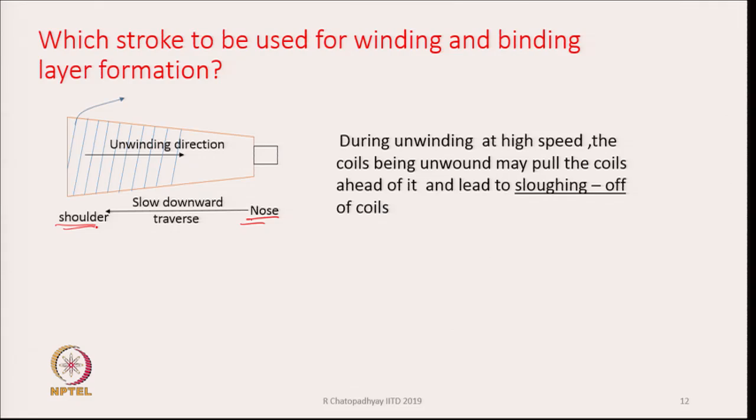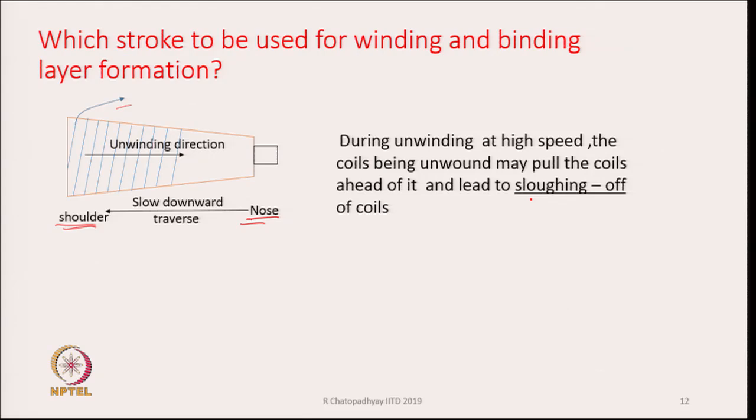After formation of the bobbin, it goes for unwinding, because we have to make large cheese or cone on the winding machine. So, in the winding machine, these cops are put and the yarn is withdrawn at high speed. When the yarn is withdrawn at high speed, as shown here, if this is the direction of withdrawal, during unwinding at high speed, the coils being unwound may pull the coils ahead of it and lead to sloughing off of the coils.